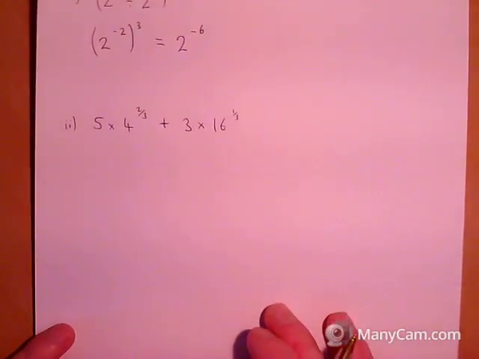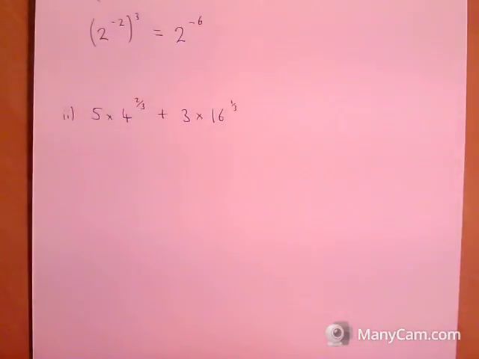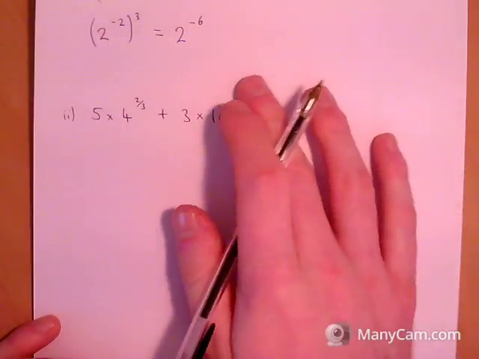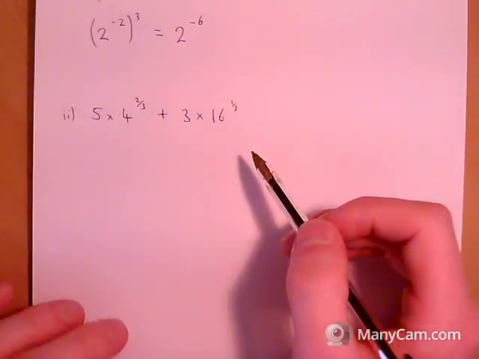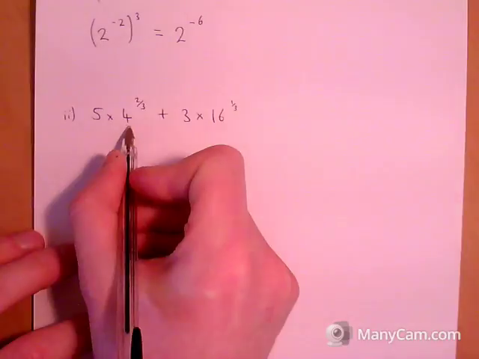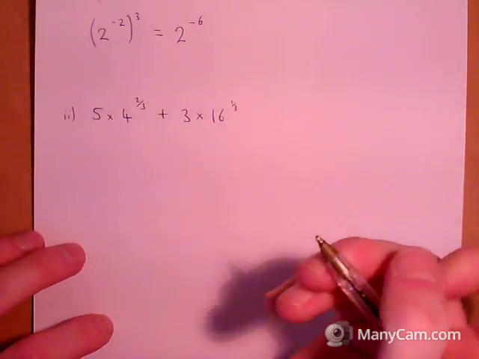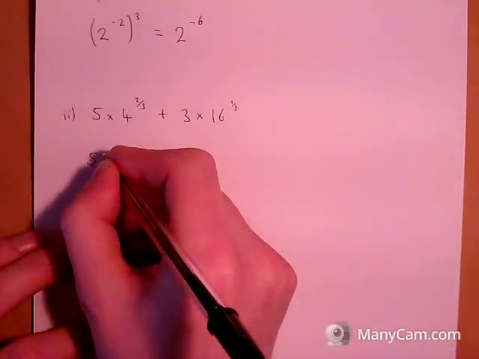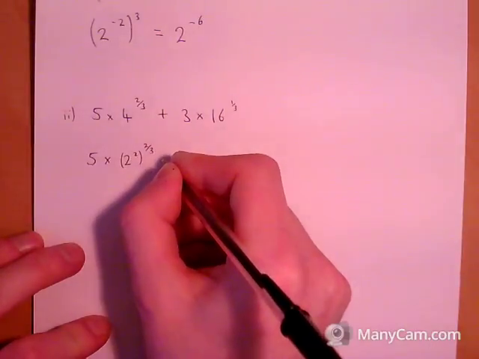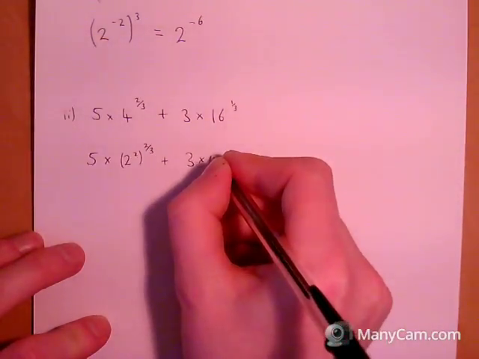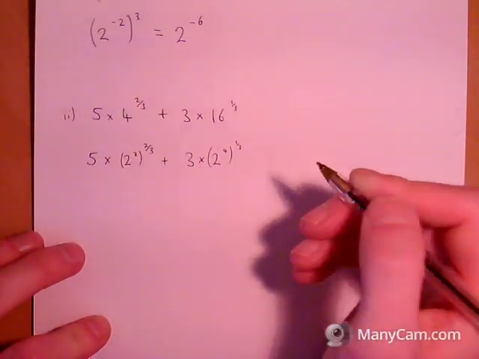Question 2, a little bit more tricky, because we need to put stuff into 2 to the power of something, and it doesn't really guide us through how to do that. None of these are 2 to the power of something at the moment. However, I can represent 4 as a power of 2, and I can represent 16 as a power of 2. So if I go ahead and do that, I'd end up with 5 times 2 squared to the power of 2/3 plus 3 times 2 to the power of 4, which is still to the power of 1/3.